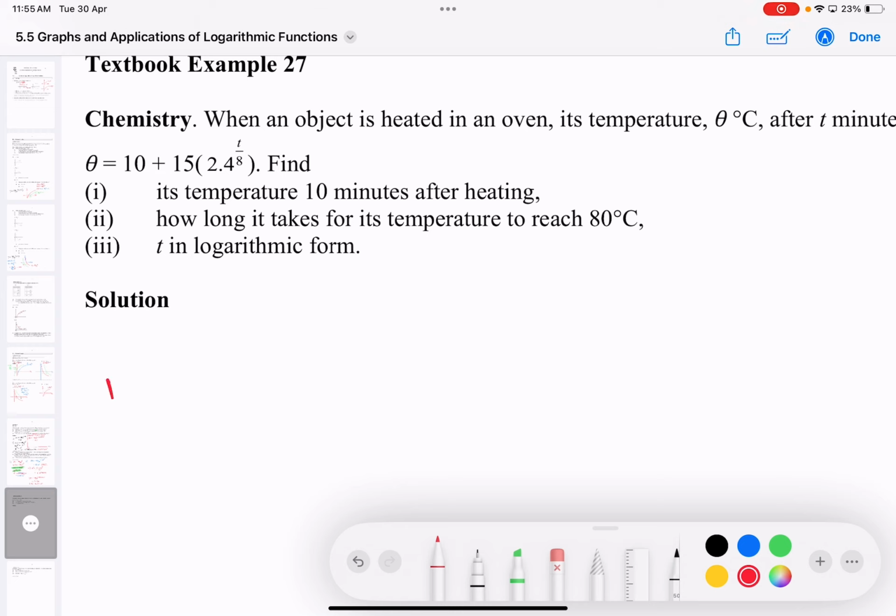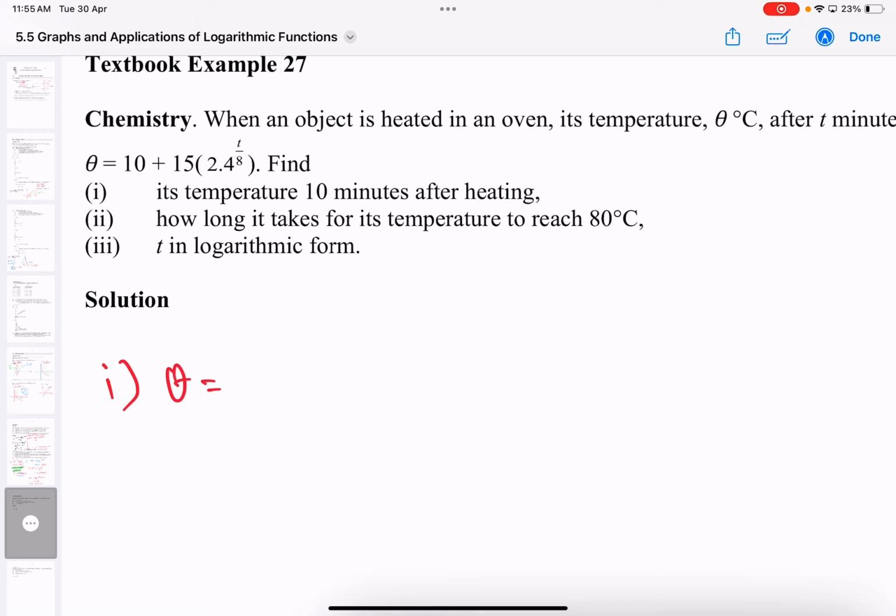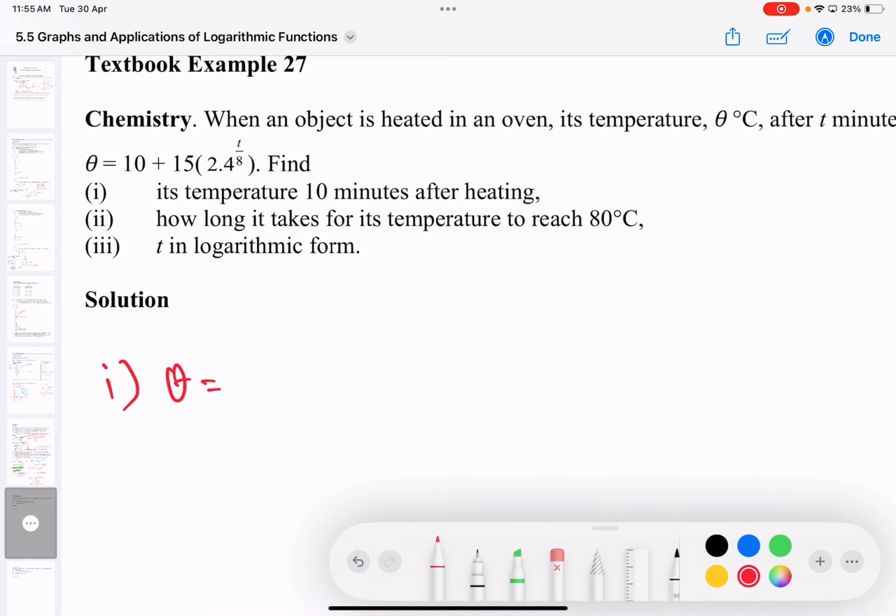This one, if you don't know how to do it, knock yourself on the head, because this one is just substituting t as 10. So I'm going to have 10 plus 15 times 2.4 raised to the power of 10 over 8. Just enter this in your calculator. What are you going to get?